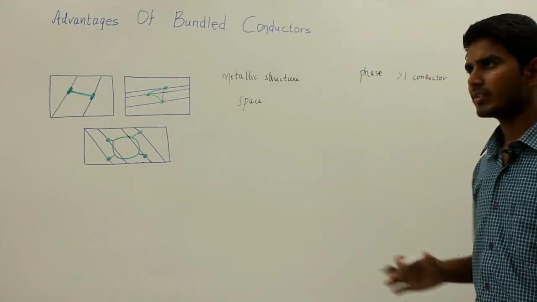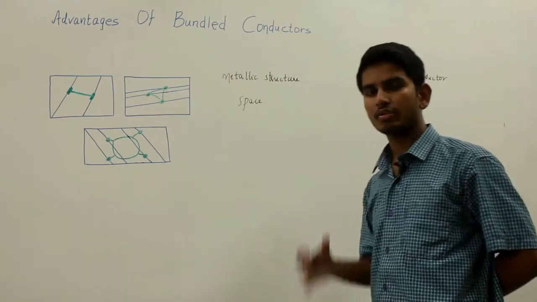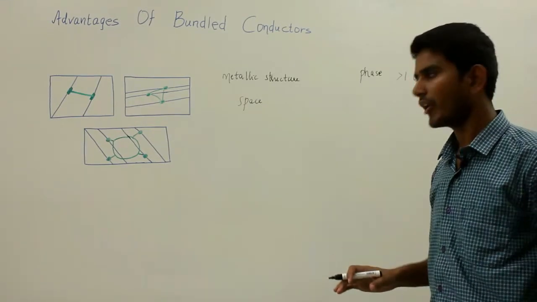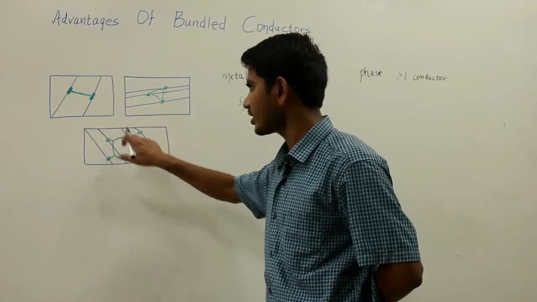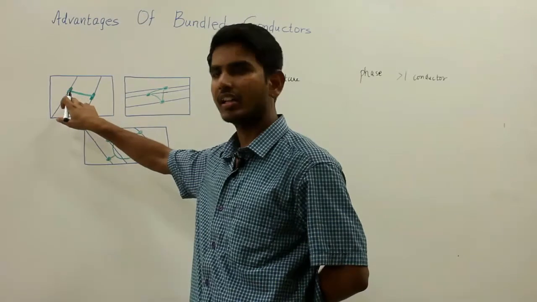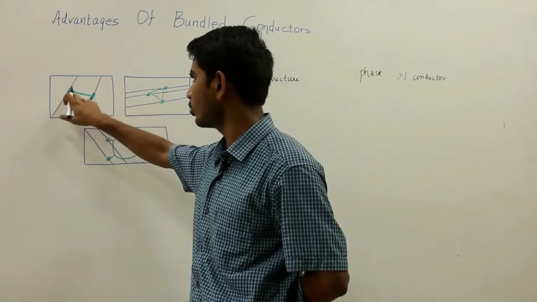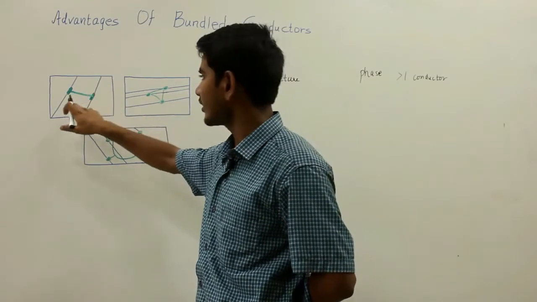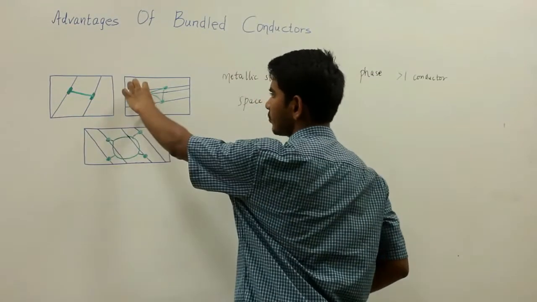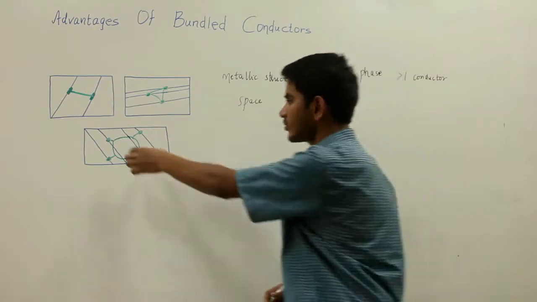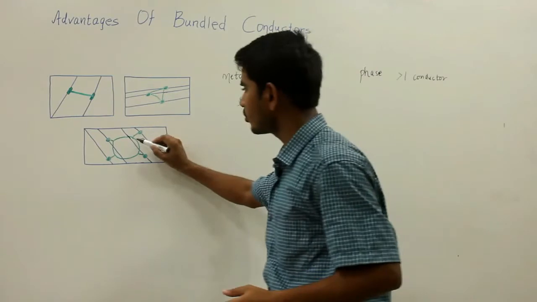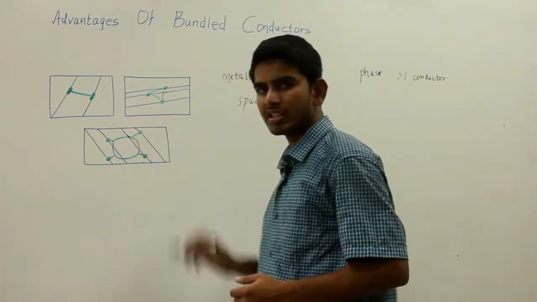In a phase, you may generally have two conductors or three conductors or four conductors, and all the conductors are joined by a metallic structure. As you see here, the green portion is your metallic structure and the blue portion is the conductors. So this is one phase of two conductors, this is one phase of three conductors, and this is one phase of four conductors. Each conductor joined by your spacer belongs to the same phase.